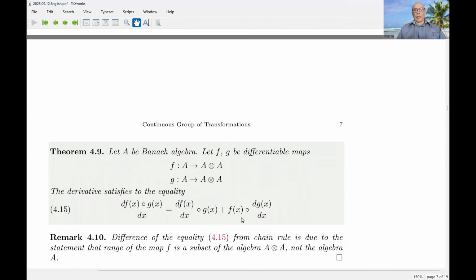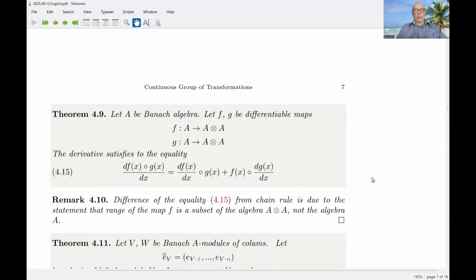The difference of equality for 15 from the chain rule is due to the statement that the range of the map F is a subset of the tensor square of algebra A, not the algebra A itself.